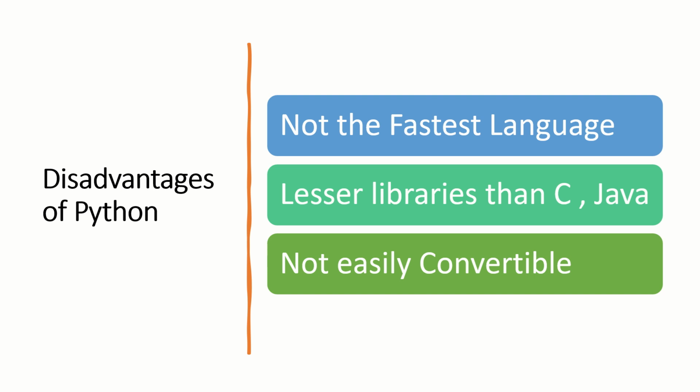So I hope that in this particular lecture we have covered the history of Python, the salient features of Python, the advantages of Python, the applications of Python, and the disadvantages of Python. In the upcoming video, we will understand more about interpretation and compilation. And then we will explain how to work in Python by installing PyCharm Community.